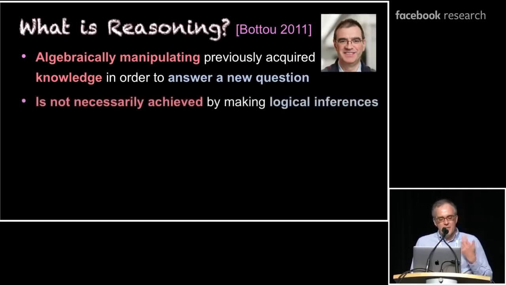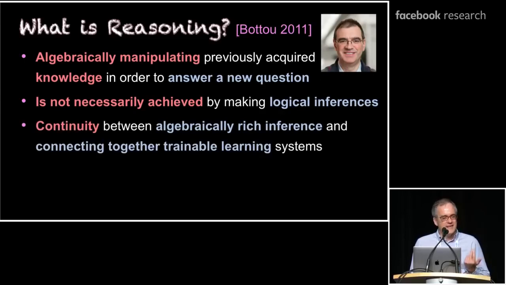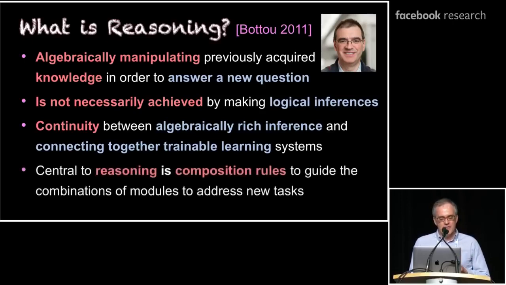He points out that, often when people say reasoning, their mind immediately jumps to logical inferences, but it doesn't necessarily have to be achieved by logical inferences. In particular, he suggested that there's a kind of continuity between the algebraically rich systems that you have in neural networks over to the kind of algebras that are used in places like logic. And so that if we could start down the road of connecting together trainable learning systems in the neural network world, that might lead us on the path to inference.